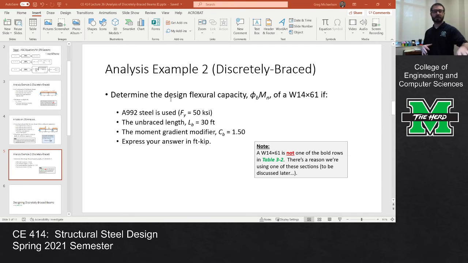One of the notes I want to talk about is this note here. A W14x61 is actually not one of the bold rows in Table 3-2. There is a reason for that, and that'll become clear in a bit. So I'm purposefully not using a bold row, okay? Now I'm going to pull up my notebook here. I've done a little bit of the work for us in advance, and I'll show you what's up. Let me share my notebook again.